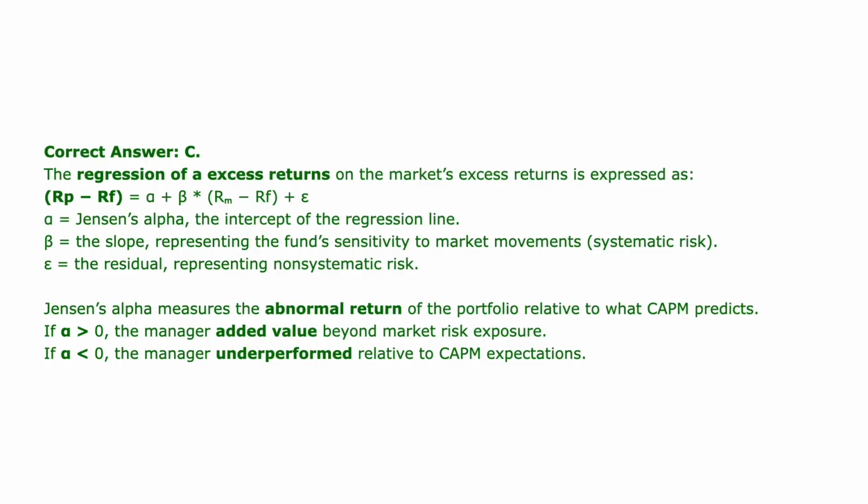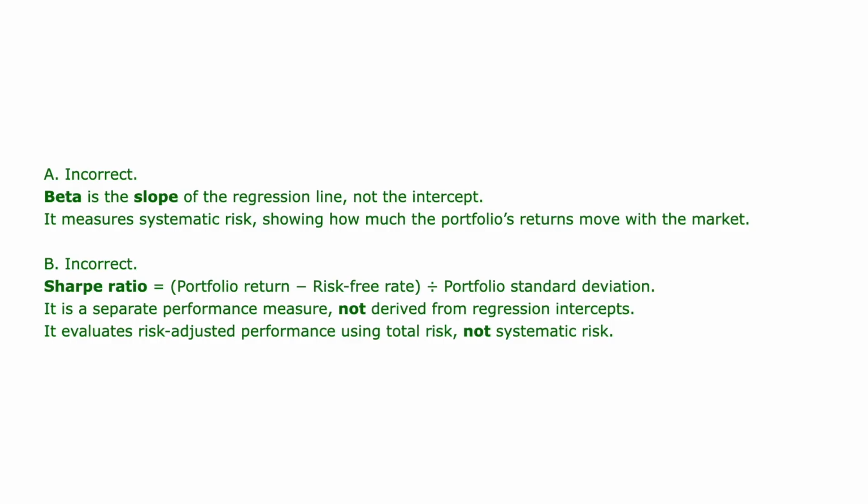The intercept alpha is Jensen's alpha, the abnormal return beyond CAPM expectations. A. Beta is the slope of the regression line, not the intercept. It measures systematic risk. B. Sharpe ratio is a separate performance measure using total risk, not derived from regression intercepts.